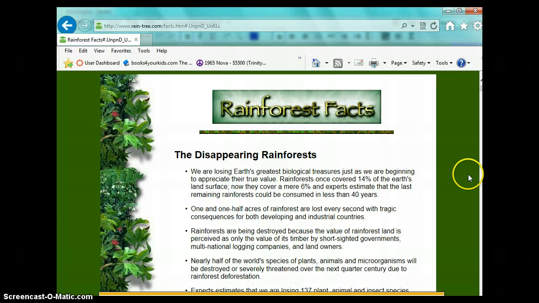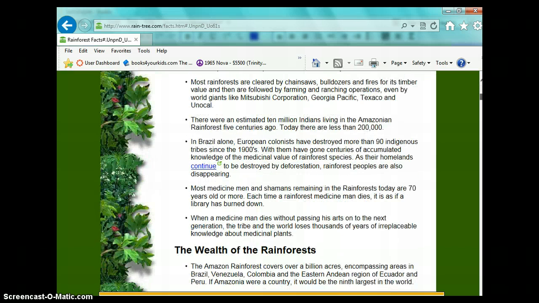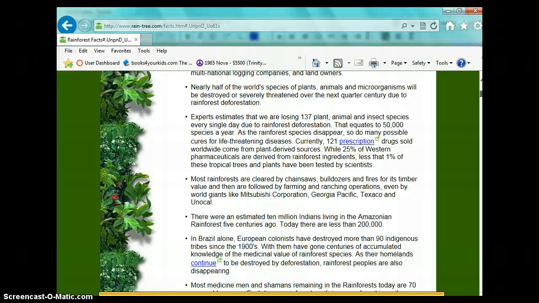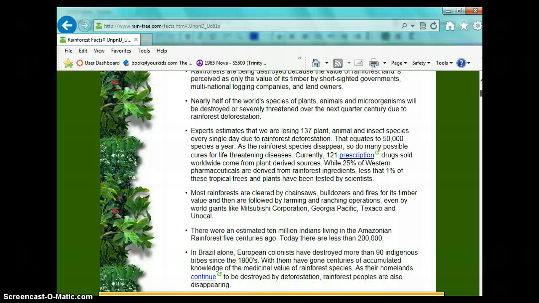The disappearing forest, and I'm just going to read over some facts. Critical facts that I want you to be familiar with. So I think Christian did mention the oxygen.